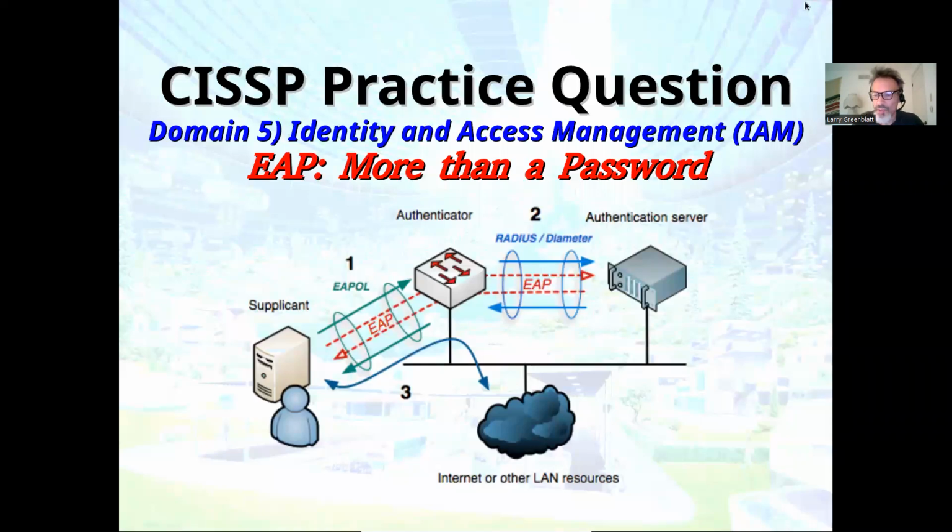All right, one of the areas I get, Larry, I get like 20 questions on EAP, and people get blindsided. So let's make sure people understand how we authenticate who people are. We're not just using passwords today, right? So let's take a look at the question.